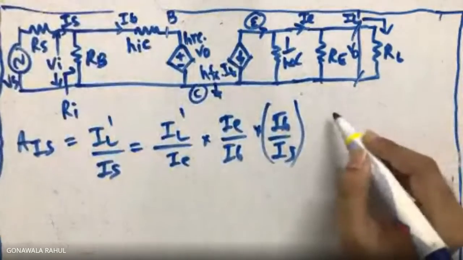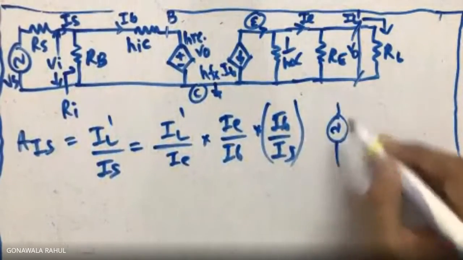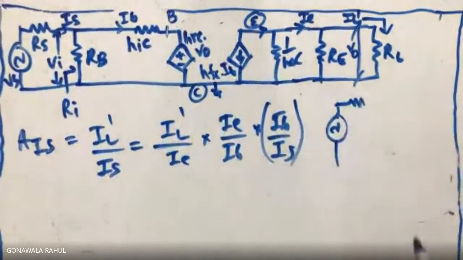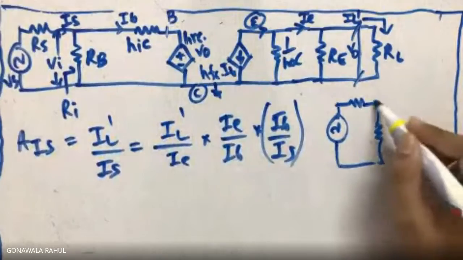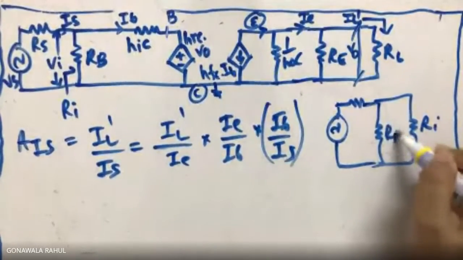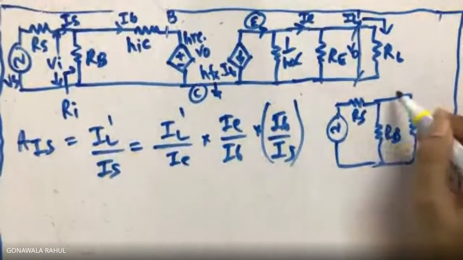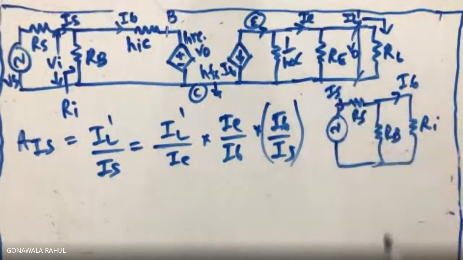Yes, drawing this circuit here for simplicity. This is my VS, this is RS. Here we have RB, and for example, the rest of the input is, let's say, RI. This is RB and this is RS. Here the current flowing is IB. Let's say here the current flowing is IS.